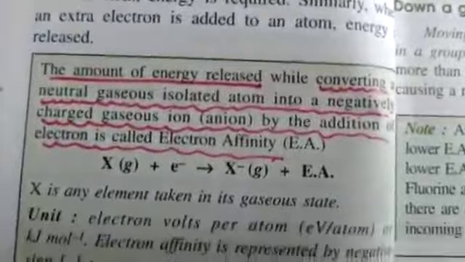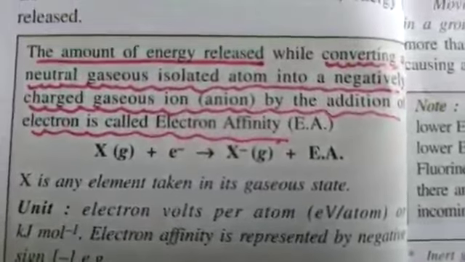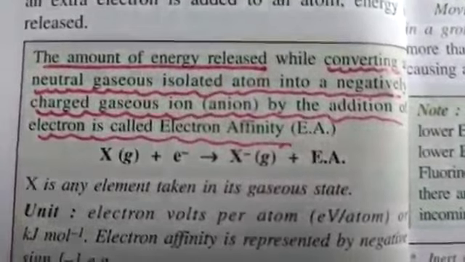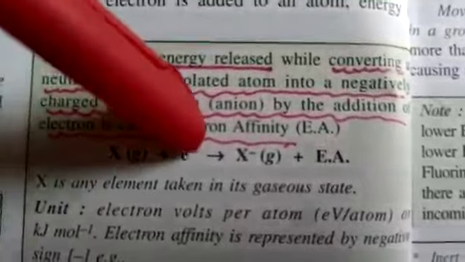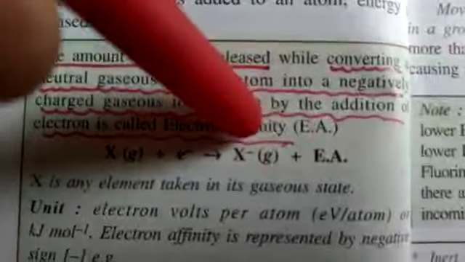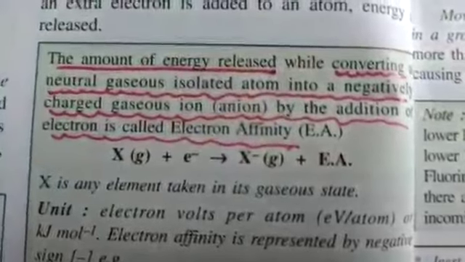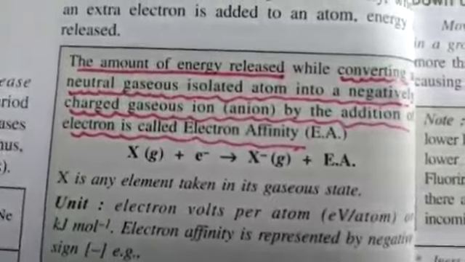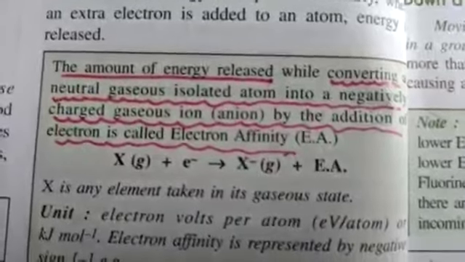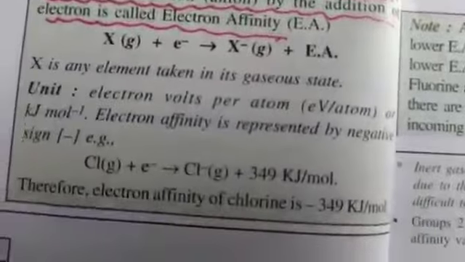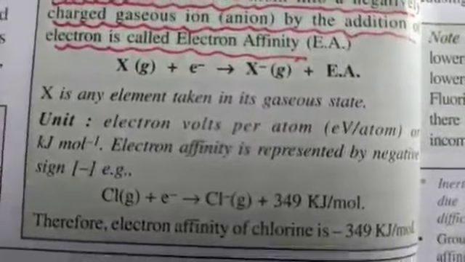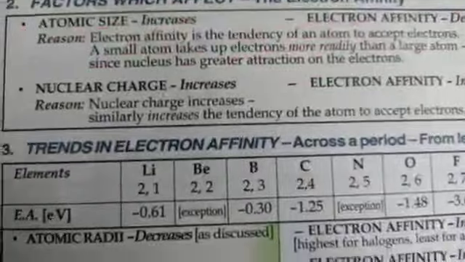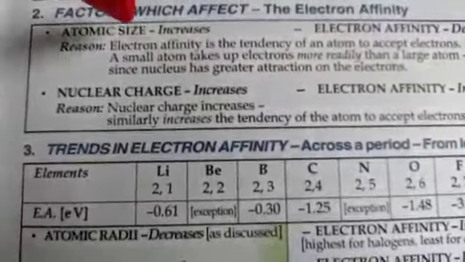Now, what actually happens over here? Whenever an atom is accepting one electron, you can see over here an atom X is accepting an electron e to become negatively charged. In order to do so, it releases a huge amount of energy. This release of energy is named electron affinity, and the unit of this is electron volts per atom, or simply electron volt will also do.